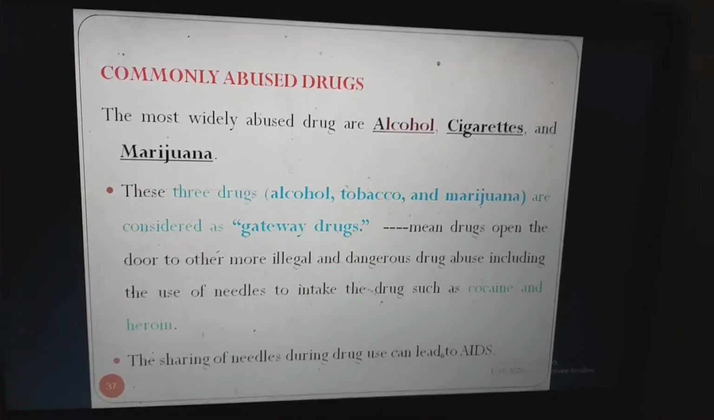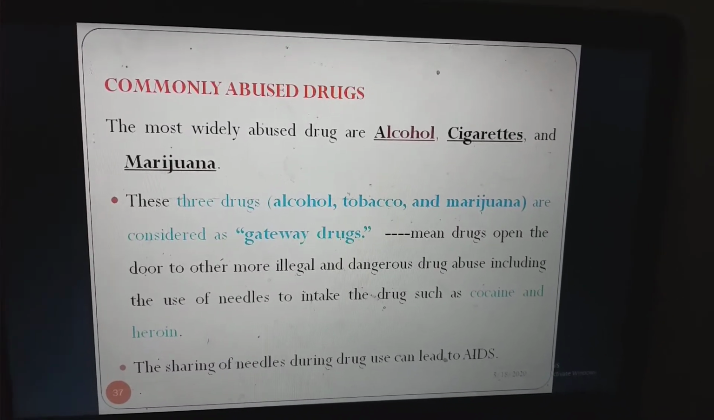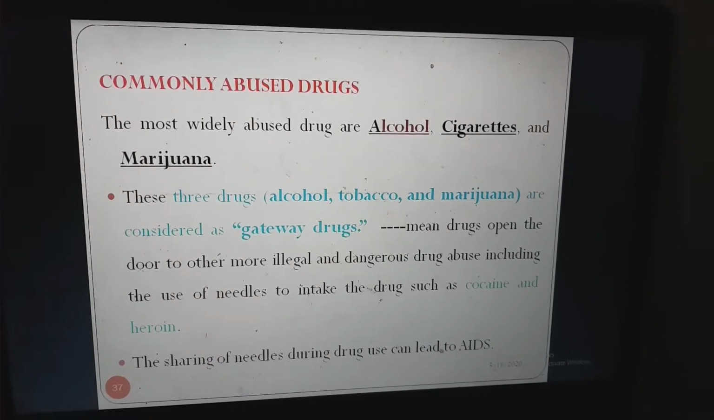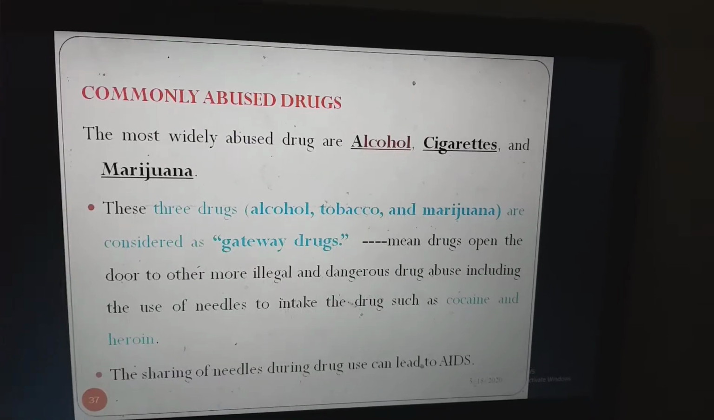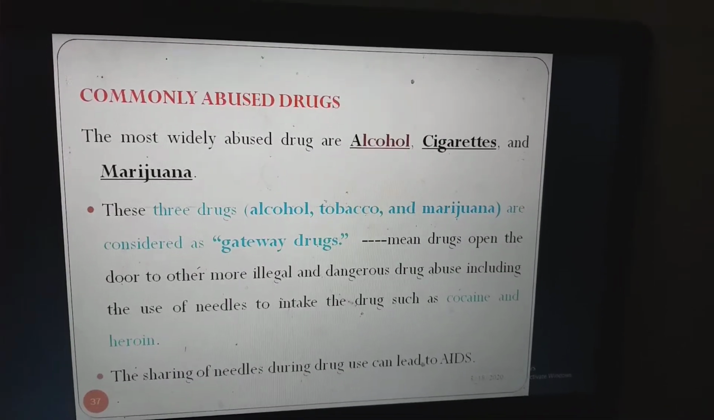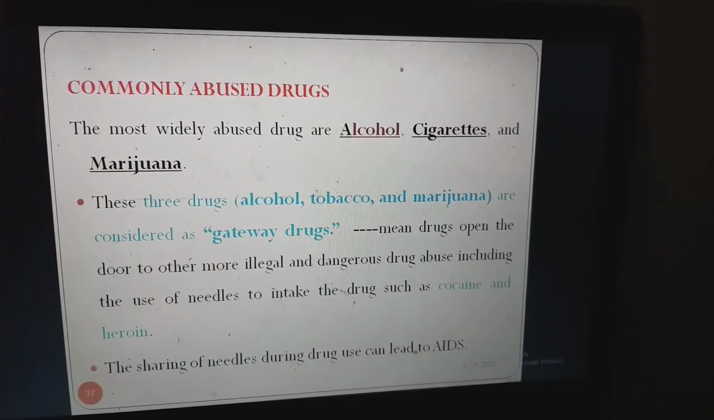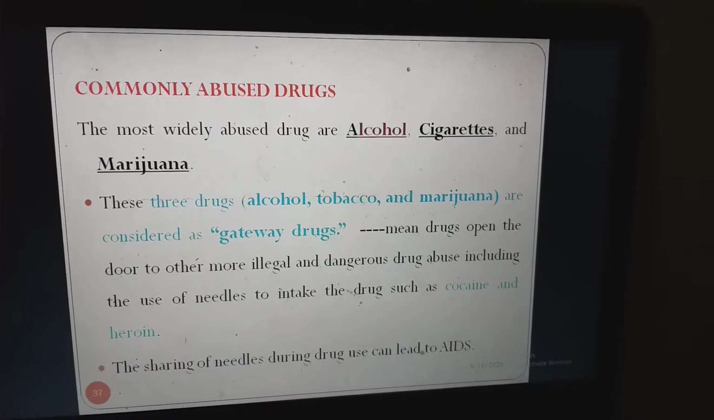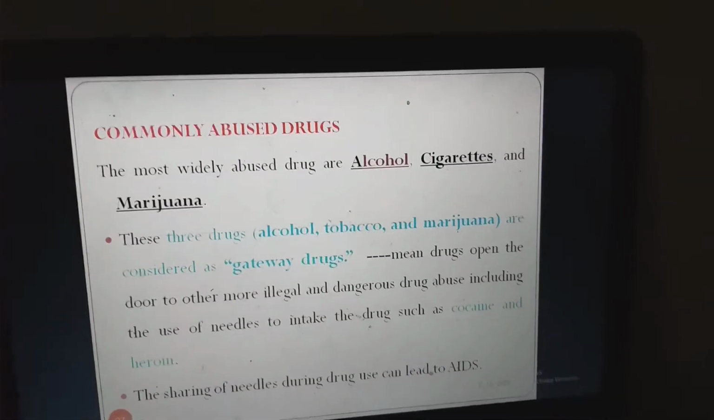These 3 drugs, alcohol, tobacco, and marijuana or hashish, are considered gateway drugs. They mean the drug opens the door to other more illegal and dangerous drug abuse, including the use of needles to take drugs such as cocaine and heroin, which are very serious. The sharing of needles during drug use can lead to HIV/AIDS transmission.